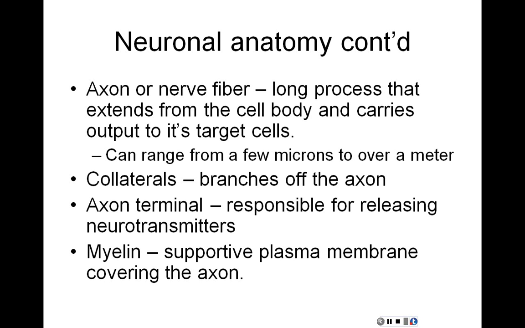The axon terminal, the very end of the axon, is where the neurotransmitters are housed, and when one neuron needs to communicate with another, after the information has been transmitted, the axon terminals will release the neurotransmitters. And finally, the axon is covered in myelin. Myelin is a type of plasma membrane that covers, insulates, and protects the axon.